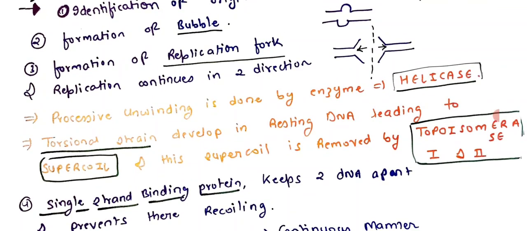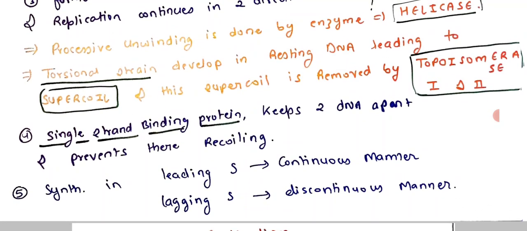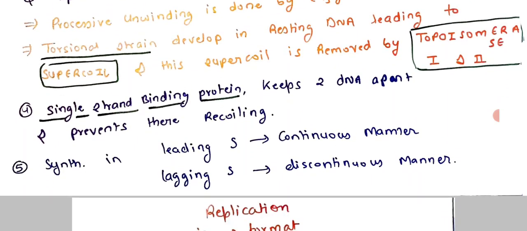Next, then the processive unwinding, which is done by the enzyme helicase. Now torsional strain that is developed in resting DNA leading to supercoil. So supercoil is removed by topoisomerase 1 and topoisomerase 2. Single strand binding protein keeps the two DNA strands apart and prevents their recoiling. Next, synthesizing is in leading strand and lagging strand. So synthesis in the leading strand is called continuous manner, and in the lagging strand it occurs in discontinuous manner.